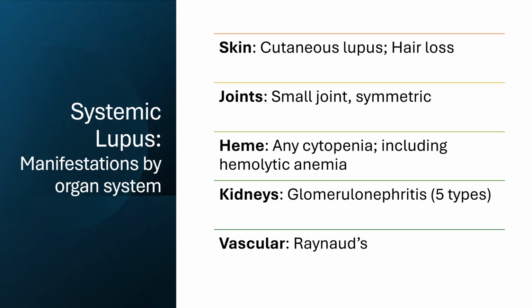When you see a patient with lupus who has anemia, especially if the anemia is getting worse, it's important to evaluate for hemolysis because that's going to be treated differently than other forms of anemia.